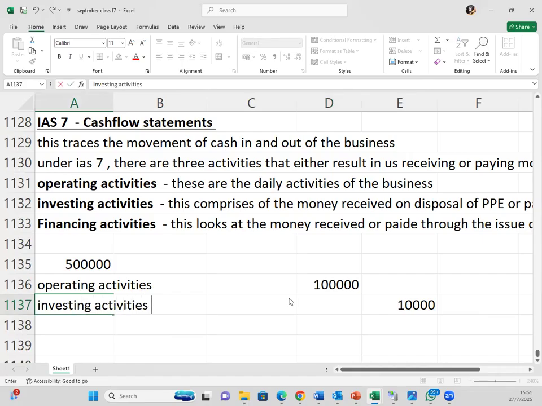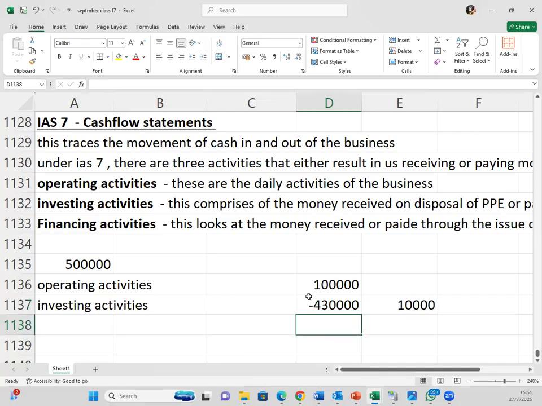So for the investing activities, we can be told we sold an asset which was now outdated for 20,000, and we bought another one, which resulted in an outflow. We bought another one for 450,000. So overall, there was an outflow of 430.